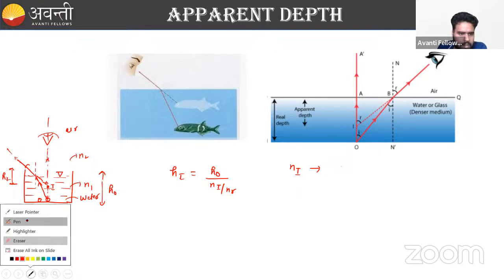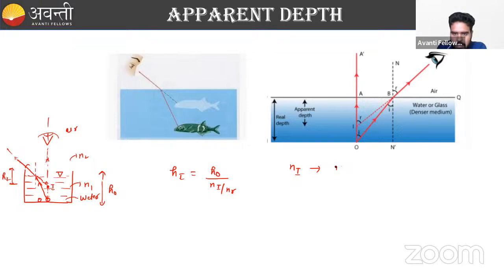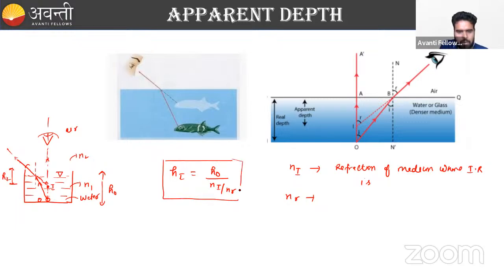This is the refractive index of the medium where the incident ray is present. And if we talk about nr, it is the refractive index of the medium where refraction occurs. In this manner, we can find the height of the image if the height of the object is given.